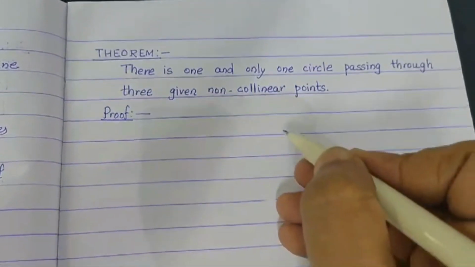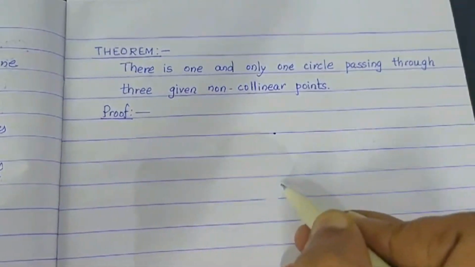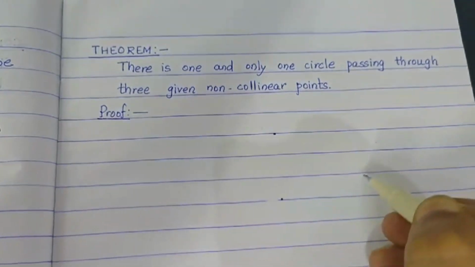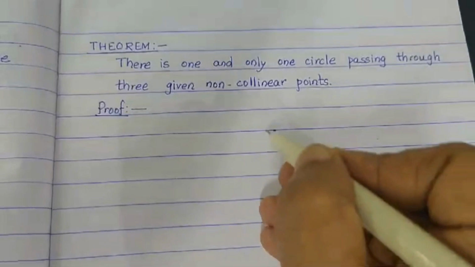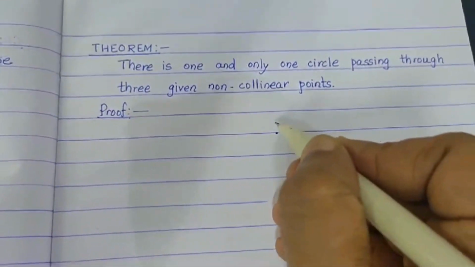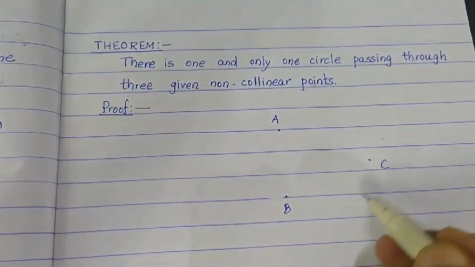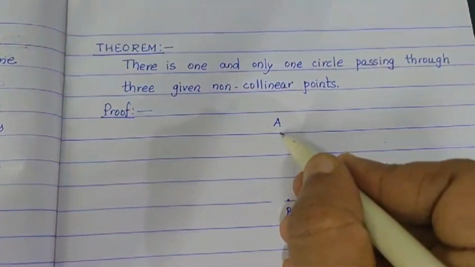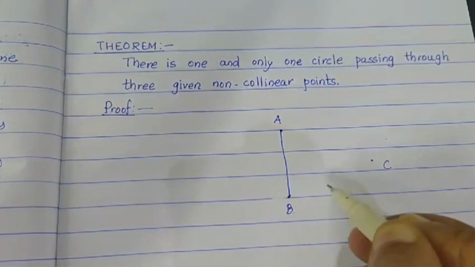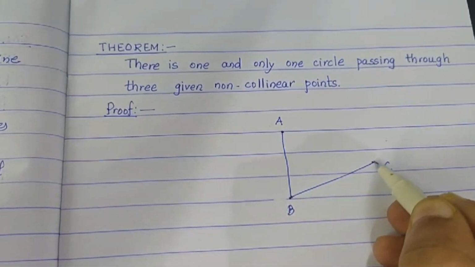Suppose we have been given 3 points like this. One is here, one is here, and one is here. Let us suppose the 3 points are A, B and C. Let's join these 3 points like this, A, B and B, C.